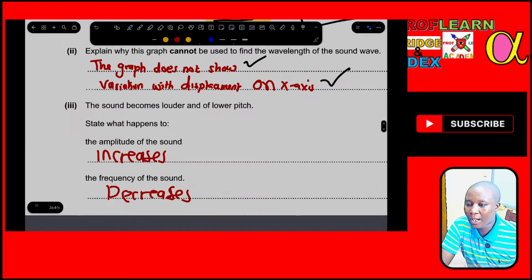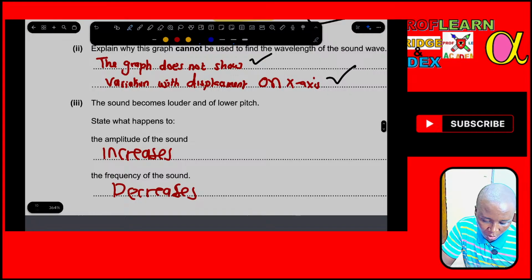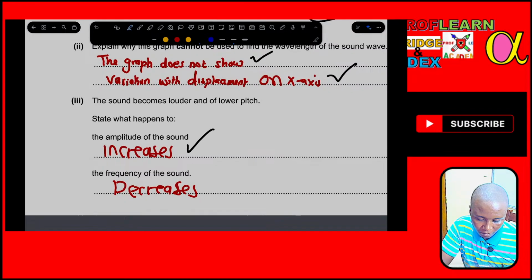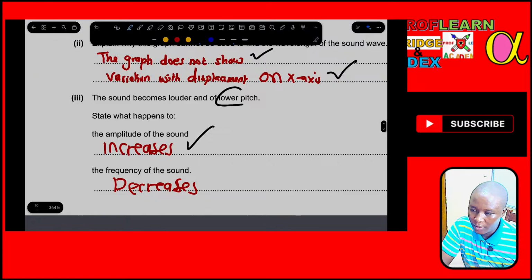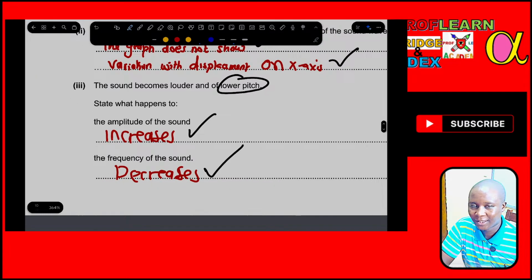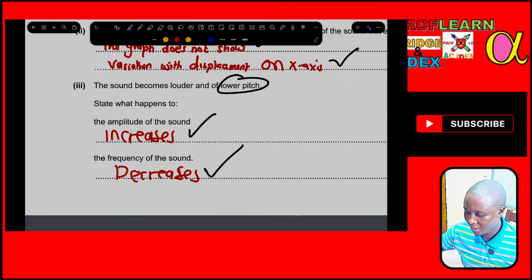Now, sound becoming louder means amplitude has increased, and sound having a lower pitch means that frequency has decreased. That one, I believe you will be in a position to remember if you are asked such a question.